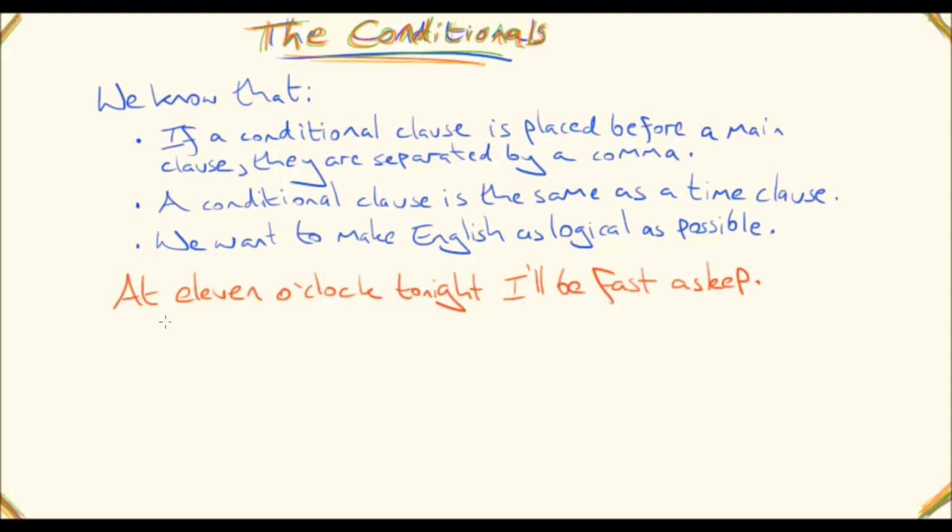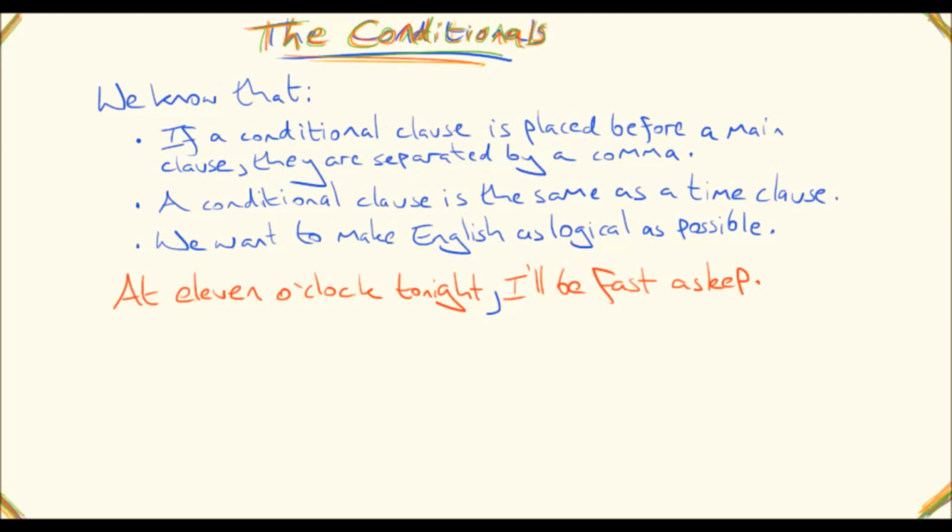Well, we've got "at 11 o'clock tonight", that's a time clause. And we've got "I'll be fast asleep", that's the main clause. A time clause is the same as a conditional clause, and if a conditional clause is placed before a main clause, they're separated by a comma. So if a time clause is placed before a main clause, let's also separate it by a comma.